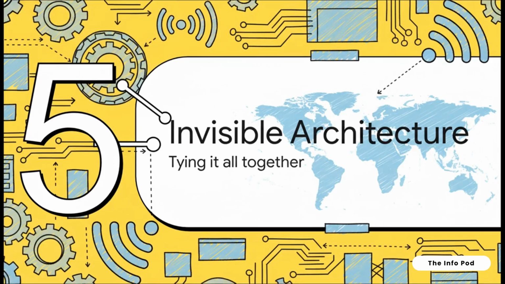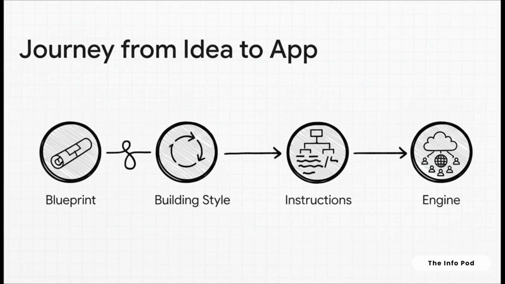Okay, so let's take a step back and connect all these dots. From the initial blueprint to the building style, from the code to the cloud, these are the essential invisible layers of architecture that make our entire digital world possible. So there it is, the whole journey in 4 key steps. You start with a blueprint, the SDLC, to make sure you have a solid plan.